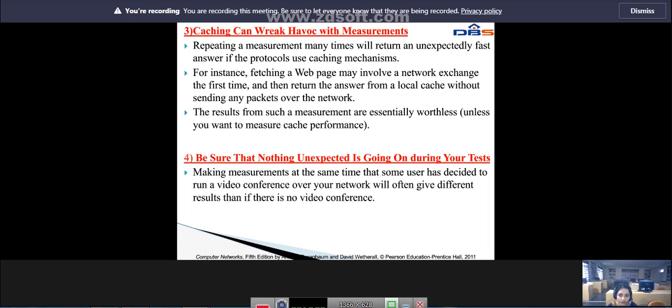The fourth one is be sure that nothing unexpected is going on during your test. Making measurements at the same time that some user has decided to run a video conference over your network will often give different results than if there is no video conference. So, this is the fourth rule you have to follow.